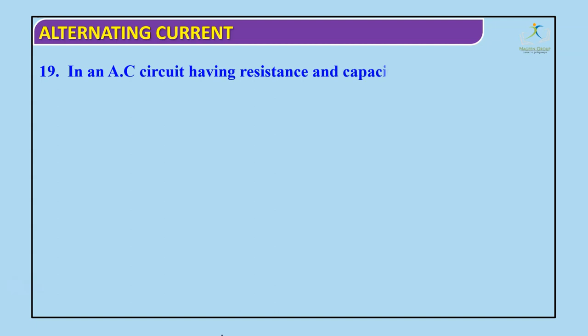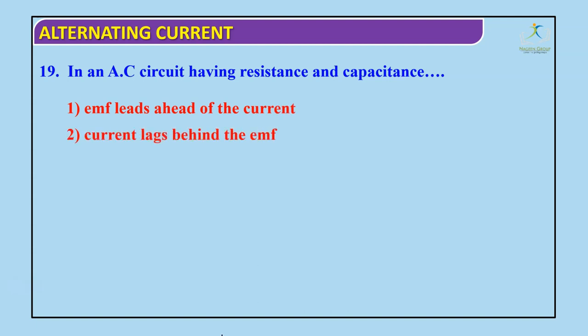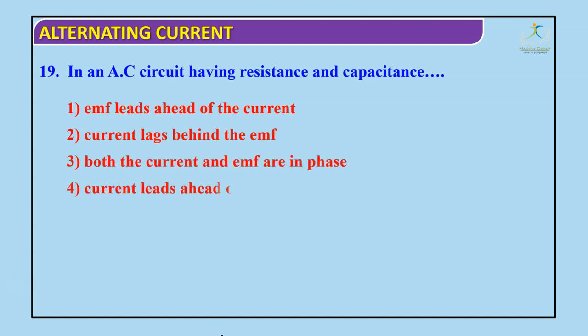Next question we have, in an AC circuit having resistance and capacitance, EMF leads ahead of the current, current lags behind the EMF, both the current and EMF are in the same phase, or current leads ahead of EMF. If the circuit has resistance and capacitance, for that scenario, we know the correct answer for this question is 4th, that is, the current leads ahead of the EMF.